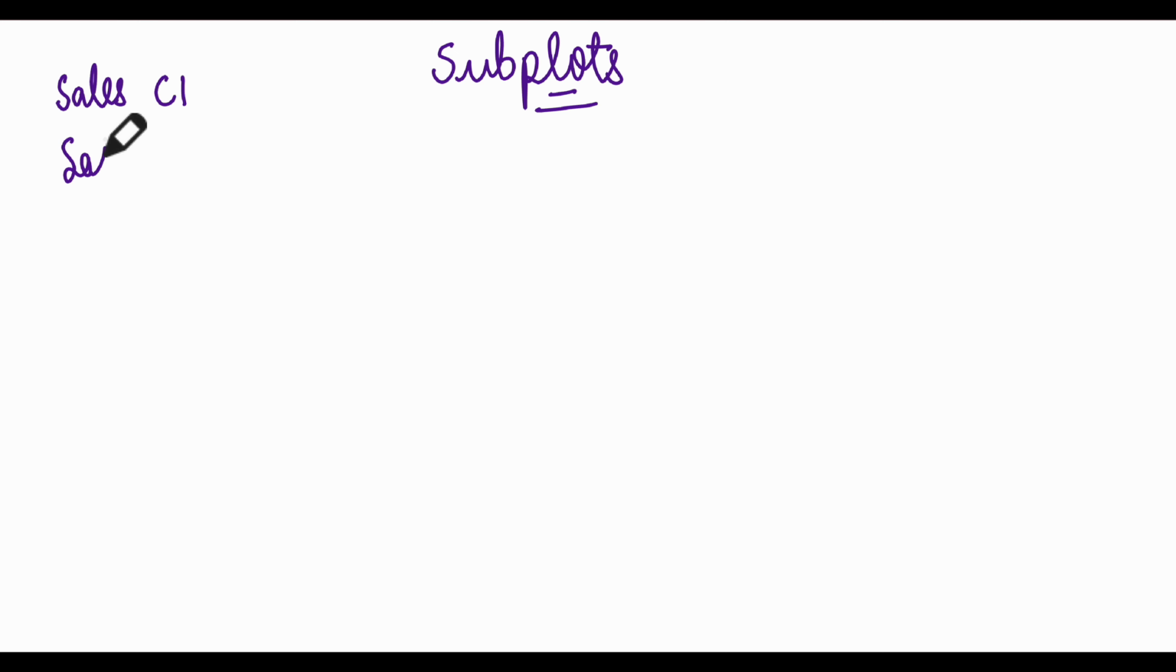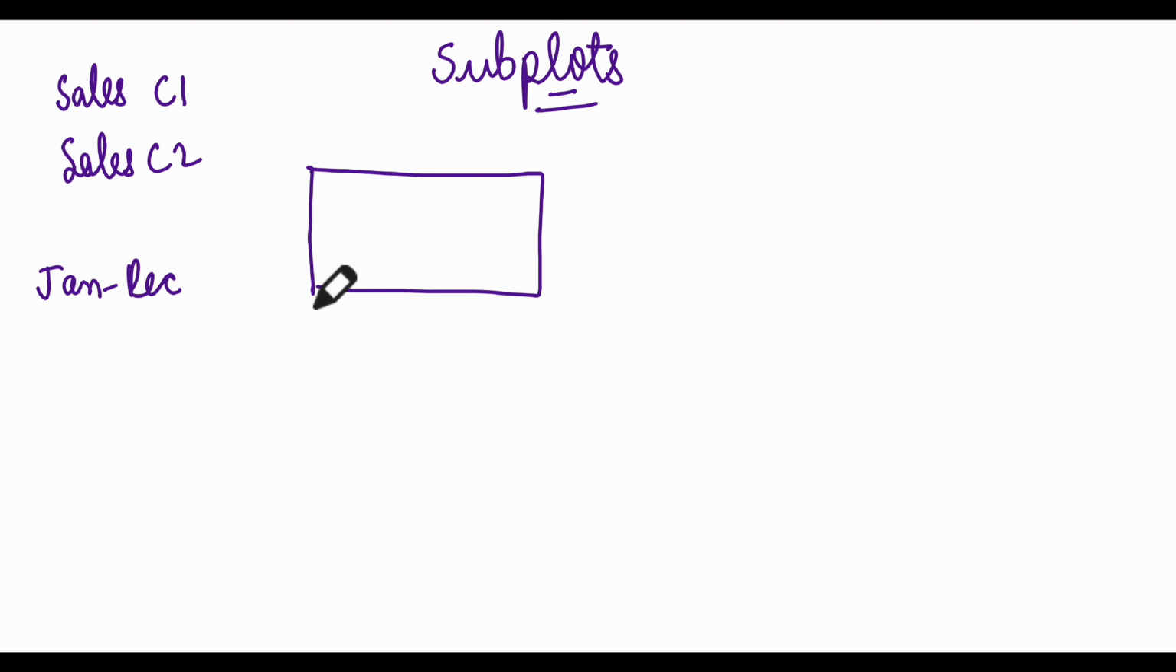So now let's read about subplots. What are subplots? Let's try to understand them, and then we'll create a few basic subplots. So remember, for example, let us say you have sales data of company one and you have sales of company two. You want to analyze their sales from January to December. Now you want to compare them, right? So you would like to have sales of company one here and sales of company two here, something like this.